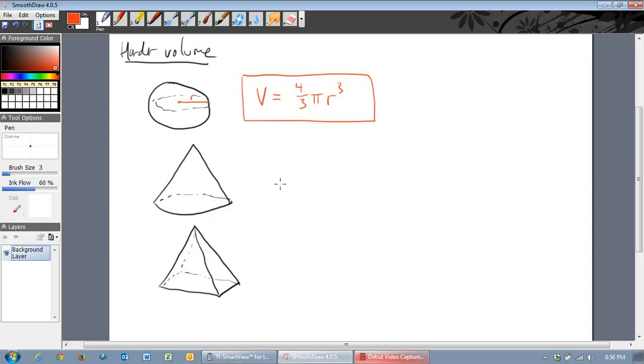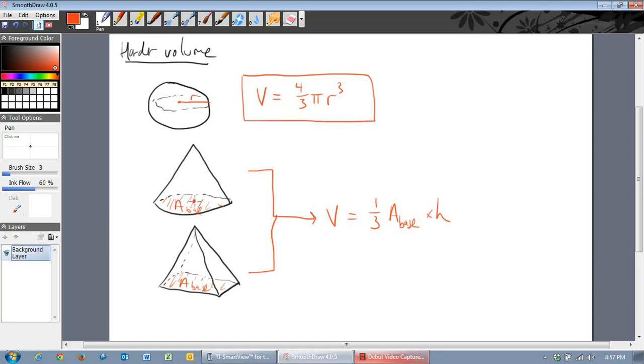The formula for both of these guys is the volume is equal to 1/3 area of the base times the height. So that there is the area of the base, and that there is the area of the base. All you need to do is find the area of the base, times it by the height of the actual thing, and divide by 3.